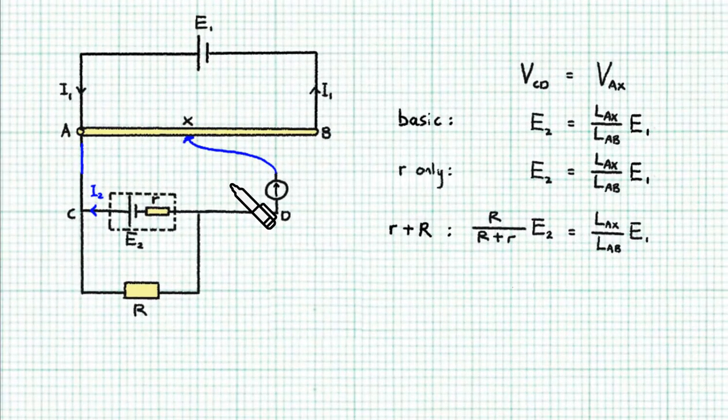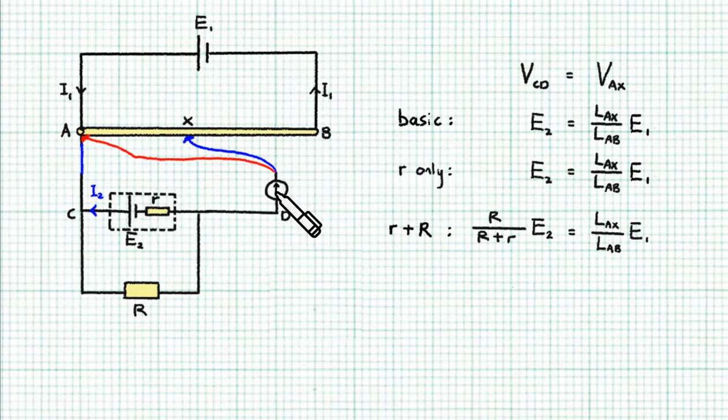Okay, what's next? Now, sometimes while we are searching for the null deflection point, we may accidentally tap the jockey too near point A. Do you see the problem with that? We have basically shorted this battery. We have connected this battery with a 0 ohm wire. This is going to draw a large current and it may damage the galvanometer.